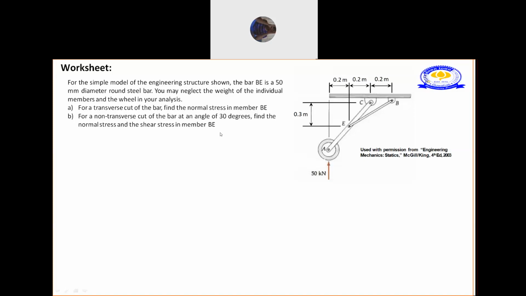Ma'am, can you explain the question? Like what we actually have to find? Okay. So basically this is your bar, this is your structure. The member BE is given to you, its dimension is given, a 50 mm diameter round steel bar. For a transverse cut of the bar, means if we cut this bar, what will be the normal stress in this bar? And if non-transverse, if we cut in the inclined plane at an angle of 30 degrees, if your theta is 30 degrees, let's show the previous slide.